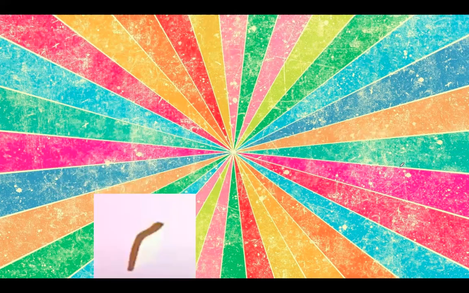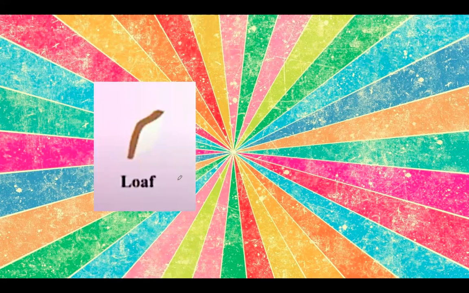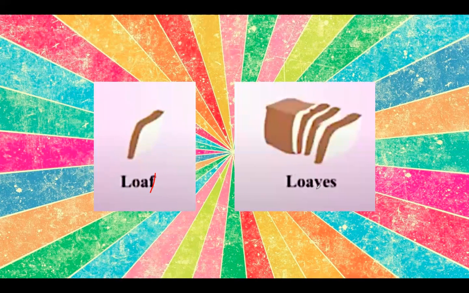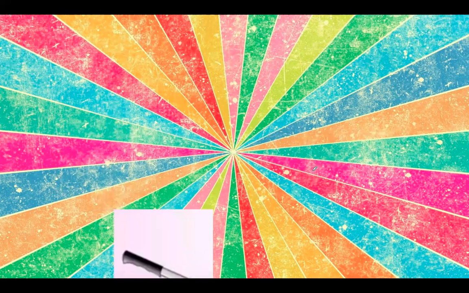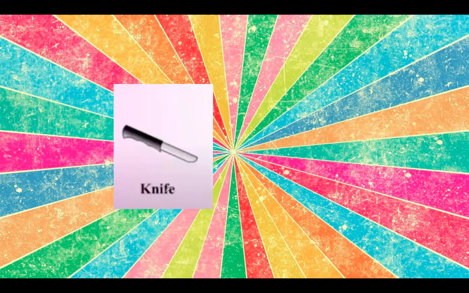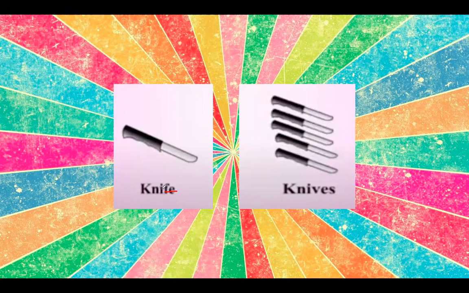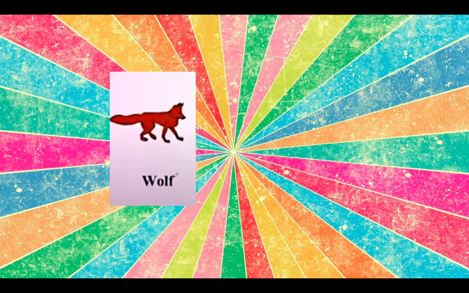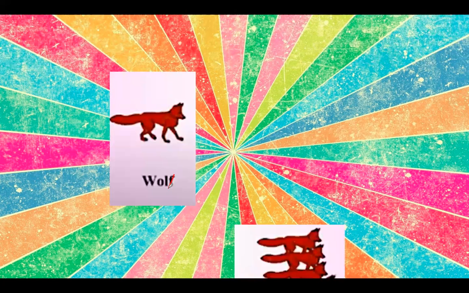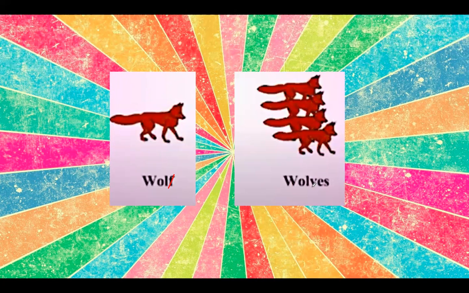Okay, now for example, loaf. Here we have f, so we'll cut f and we'll put ves in place of it. Loaf, loaves. Knife. Now here we have fe, so we'll cut fe and we'll write knives. Knife, knives. Then wolf, we'll cut f and we'll write ves, wolves. Wolf, wolves.